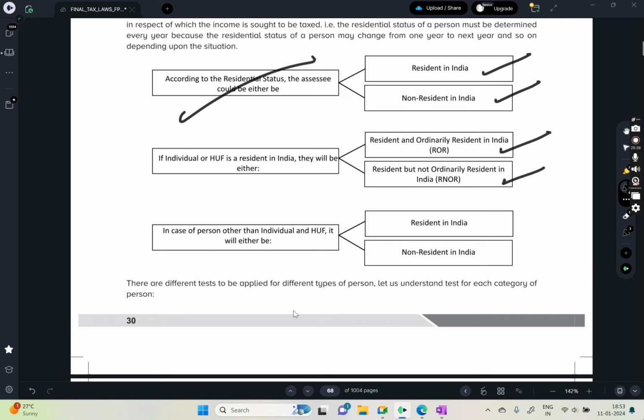Whatever we are doing, the same thing will be done for HUF. In HUF there is something called karta. If the karta is resident, if an individual or HUF is resident in India, they will be either ROR or RNOR. It depends upon the karta. If karta is resident and ordinary resident, HUF is also resident and ordinary resident. Karta is nothing but the head of the family. Anyway, we will discuss that part a little later. So now we are done with this.